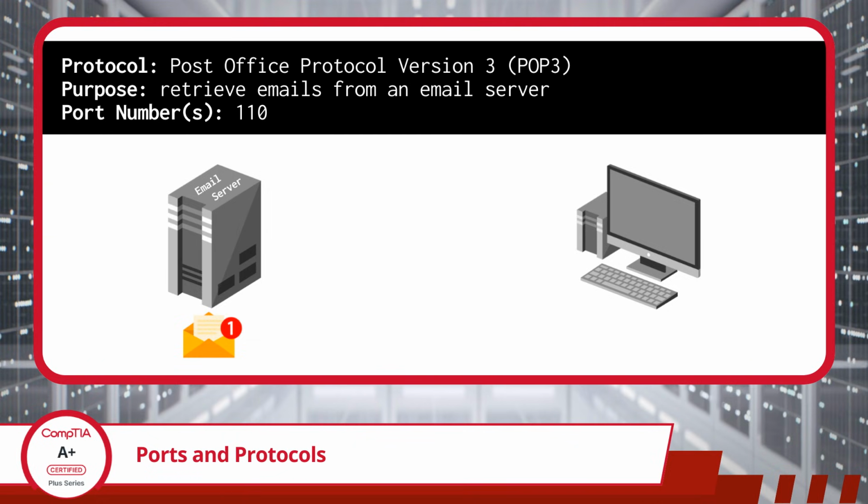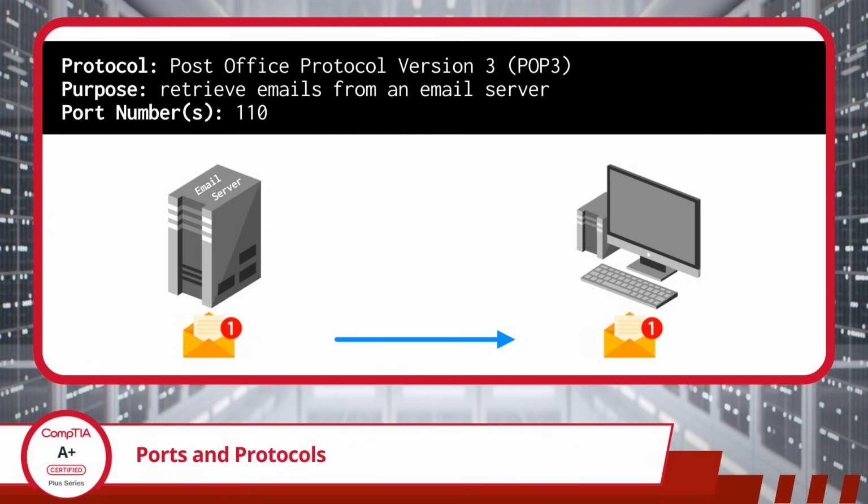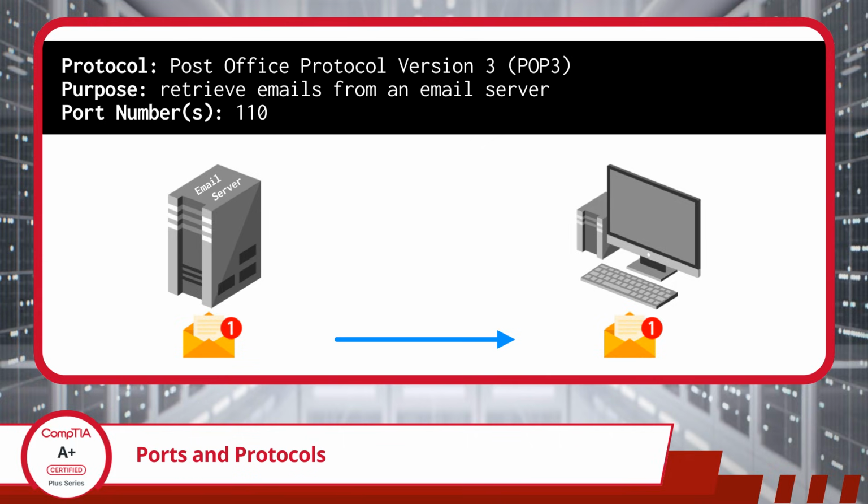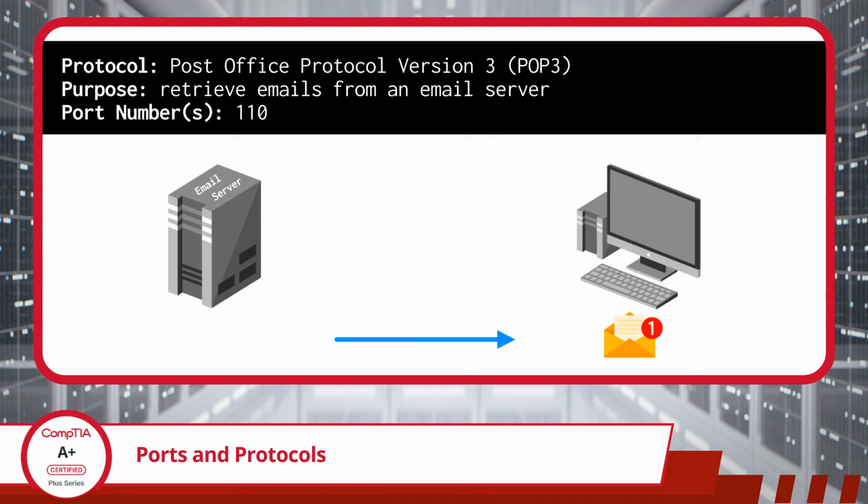It allows the email client to download all messages from the server to the local device, and once downloaded, these emails are deleted from the server. This makes it a good option for users who prefer to access their emails from a single device. It's important to note that in its standard form, POP3 does not encrypt the email data it retrieves. This can pose a security risk, especially when accessing emails over unsecured or public networks.